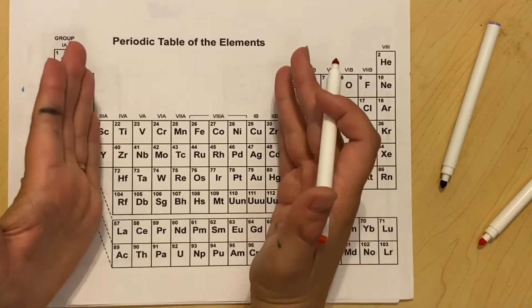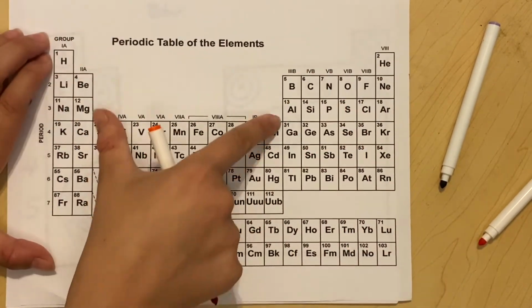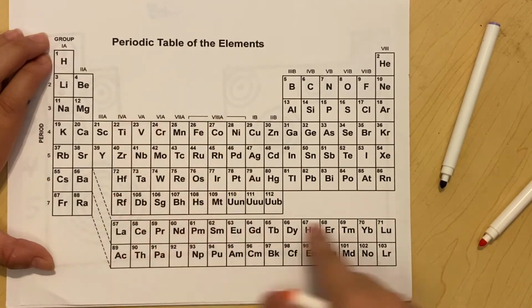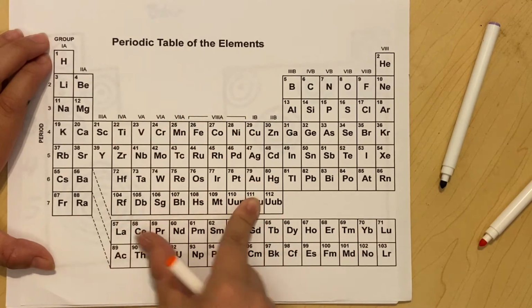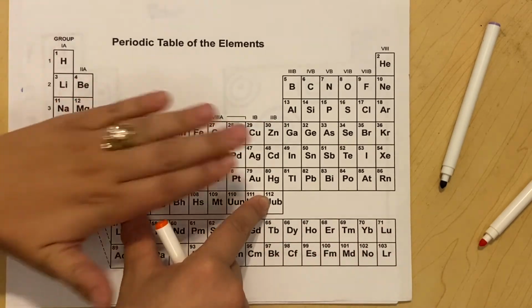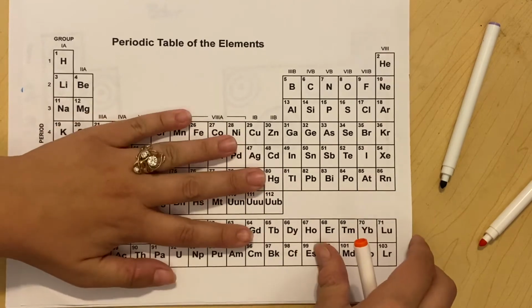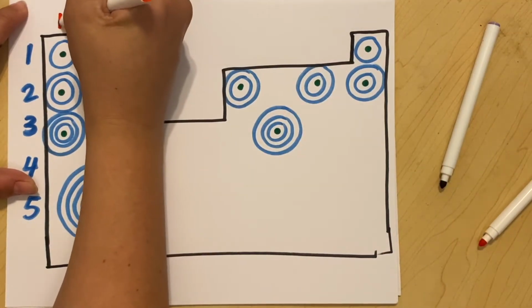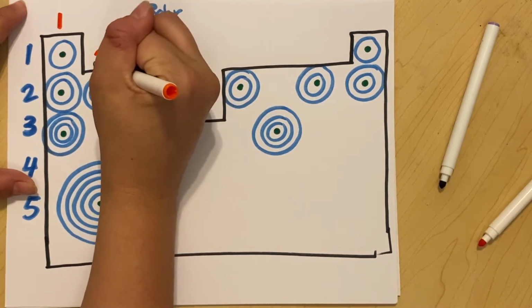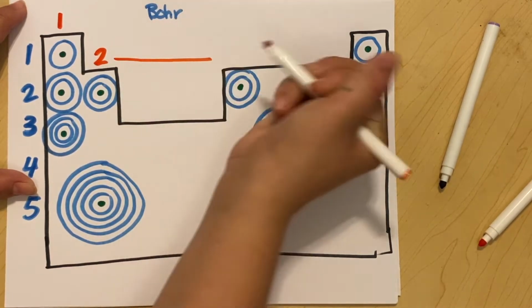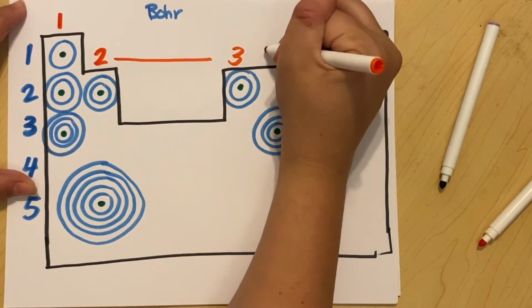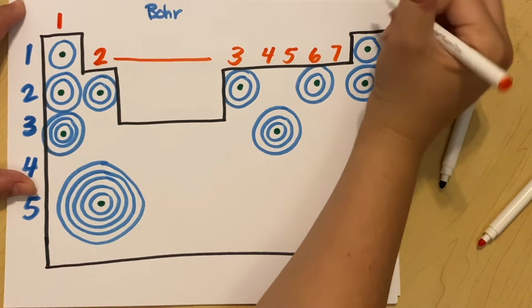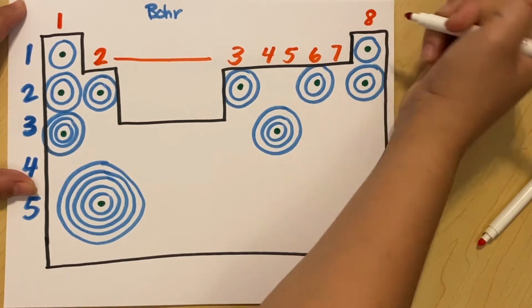Now, it gets a little bit wonky here in the middle with your transition metals and your inner transition metals. And we will talk more about this in chapters 4 and chapter 5, okay? So for simplicity's sake for now, the way that I want you to think about this, when you count across, count 1, 2, 3, 4, 5, 6, 7, and then 8.